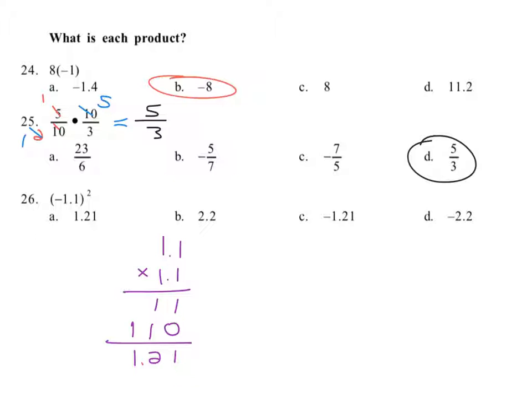And it'll be 1.21. And remember, negative times negative is positive. Anytime you square a number, you get a positive number. So we get positive 1.21. And we're done.